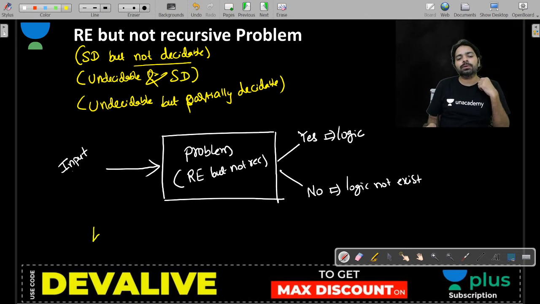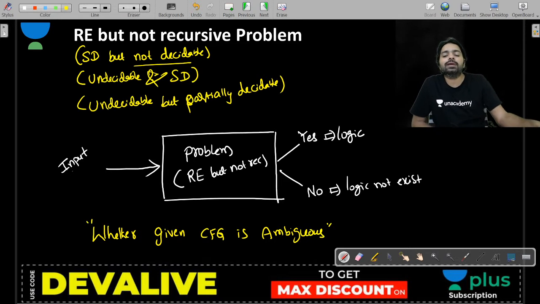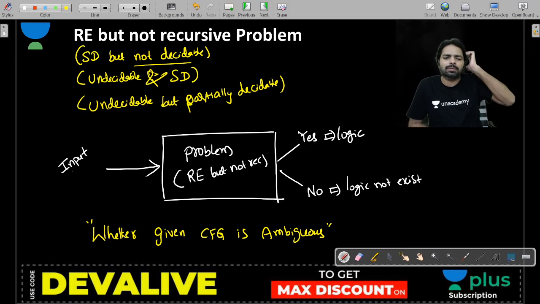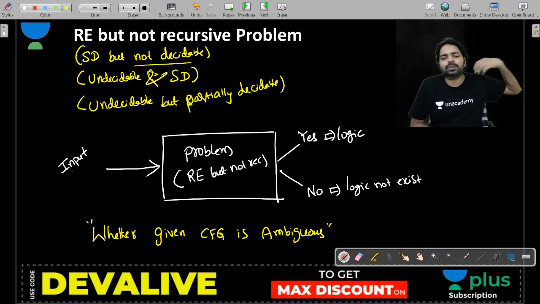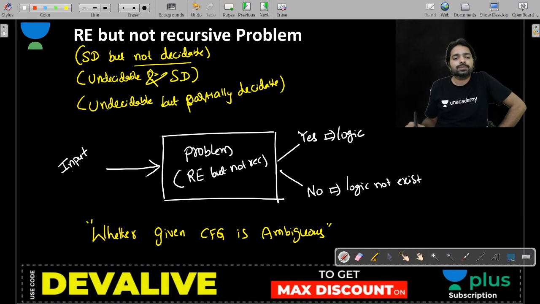If I ask a very simple question, guys, look at it. Whether a given CFG is ambiguous, I'm not asking unambiguous. It's a problem. Which one will have a logic, ambiguous or unambiguous? Anyhow, it is an undecidable problem. We can't have an algorithm for this, no algorithm for this, but we have a program for this. Remember that.